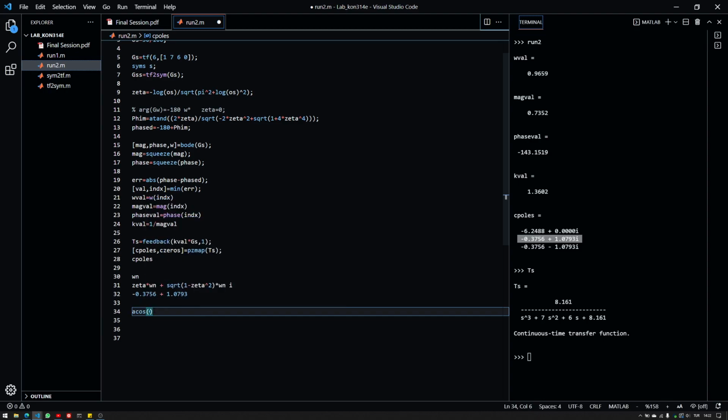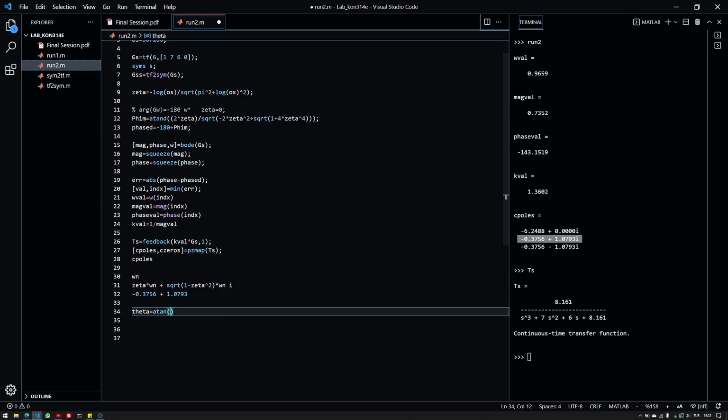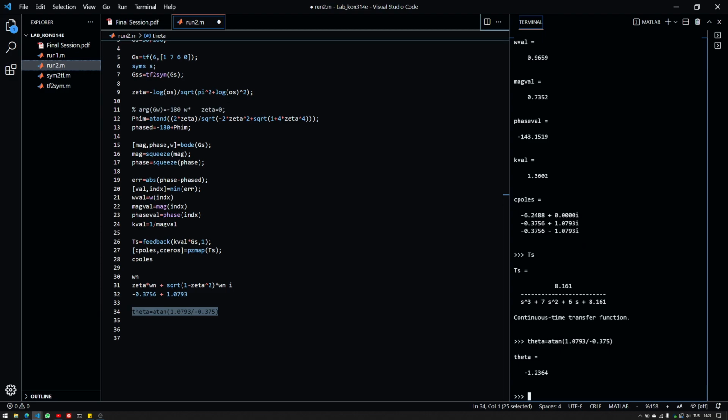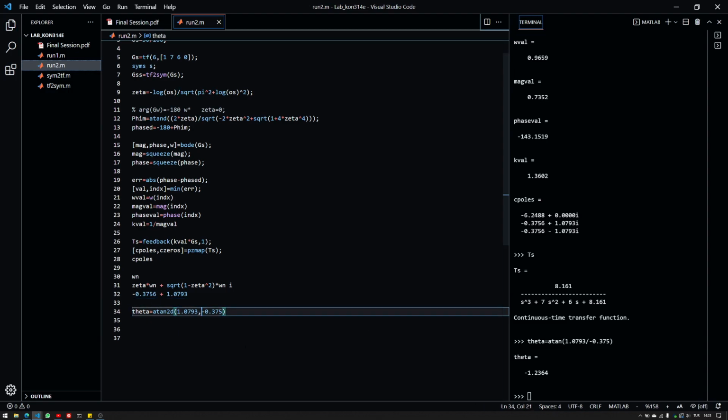So let's first determine the angle here, using atan, 1.0793 divided by minus 0.375. So let's see. Of course, here in MATLAB we will have the angle between minus pi and positive pi, but yeah, let's use atan2d. It should be something like this here.